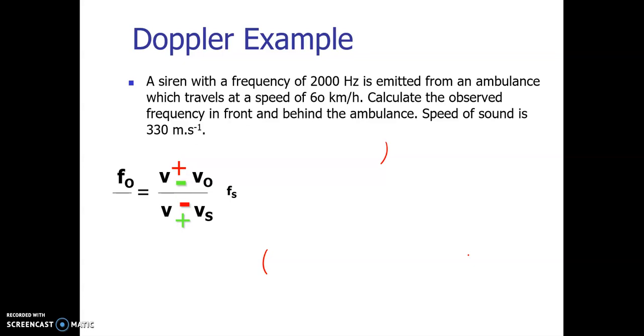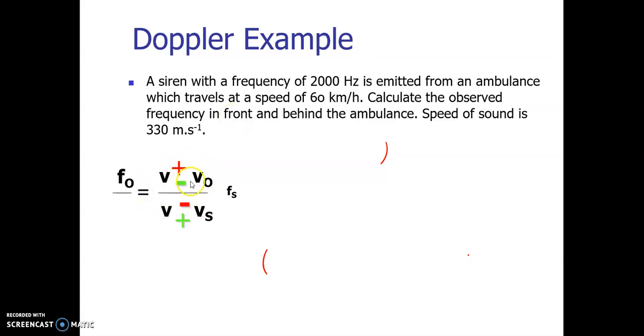So if we're now going to work in front of the ambulance, we know that the observed frequency must increase, and so this ratio must increase. Now, since it doesn't tell you anything about the observer, you assume the observer is standing still, and in front of the ambulance, the frequency is going to increase, and so this fraction must increase.